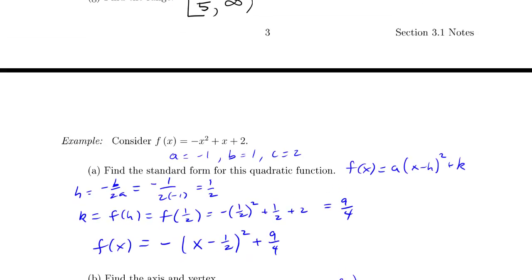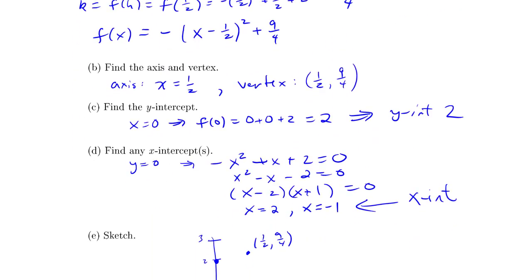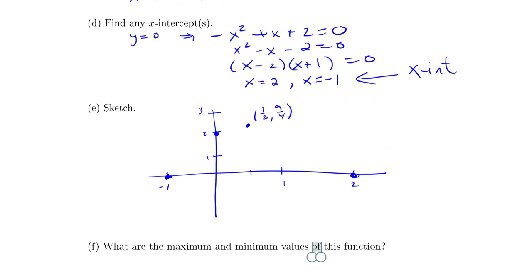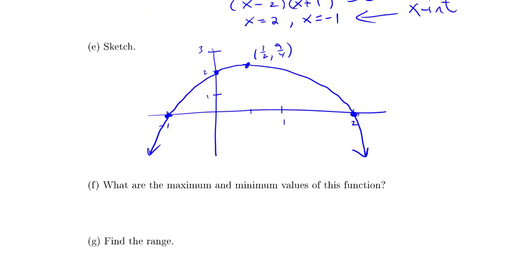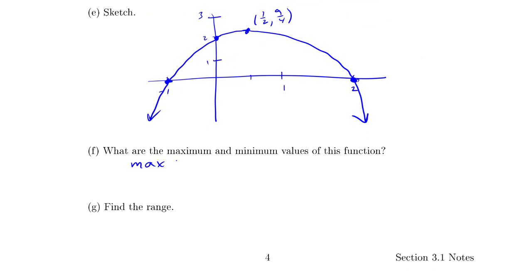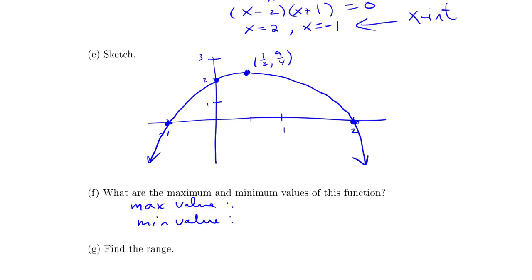In fact, since a was negative, this is facing downward, which agrees with everything we see here. So that and that. And there we go. That has given us a nice sketch of this parabola. Again, if we're looking for the max and min values, remember this could only have one of these two. This time, because it's facing down, the vertex is the maximum value.